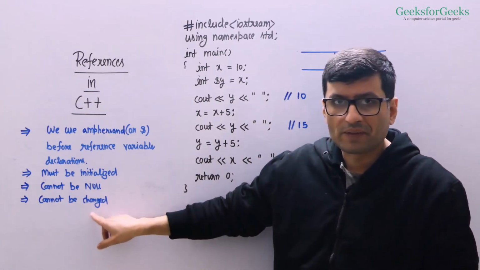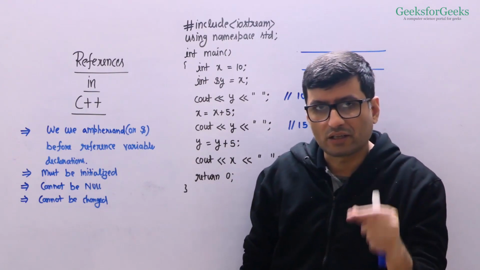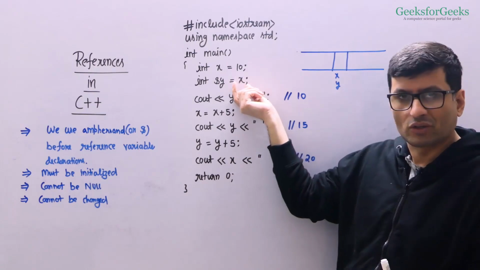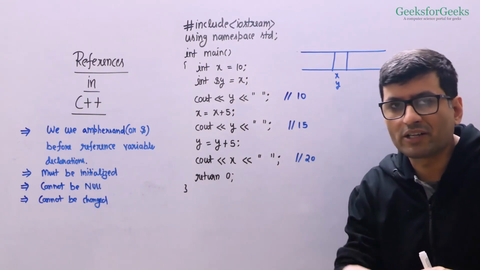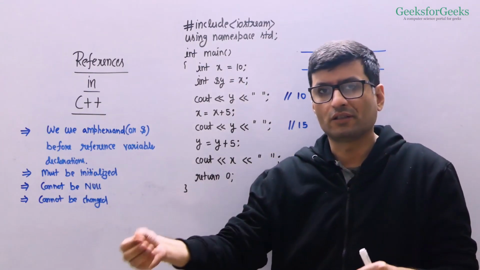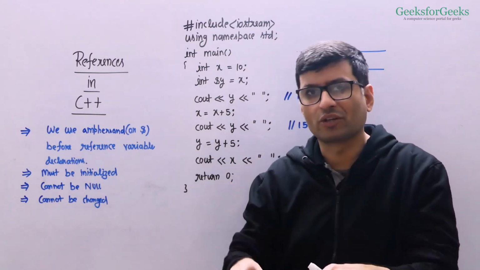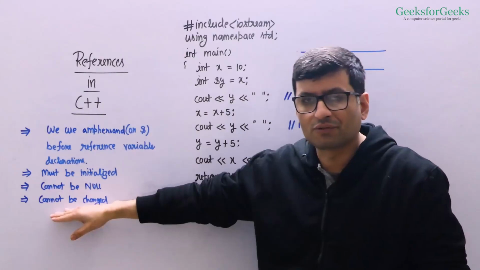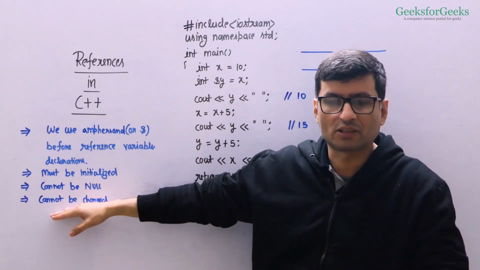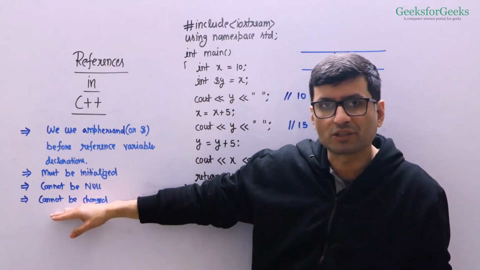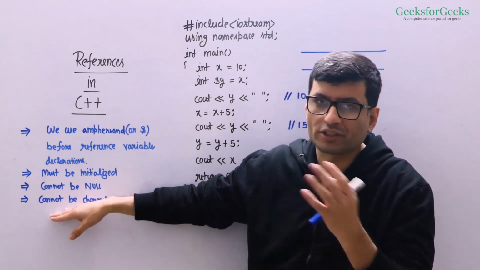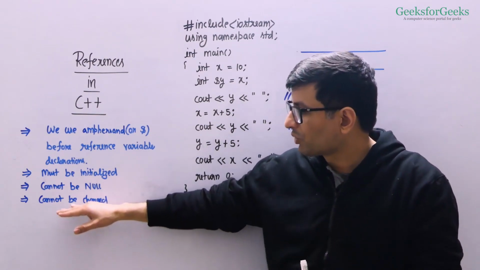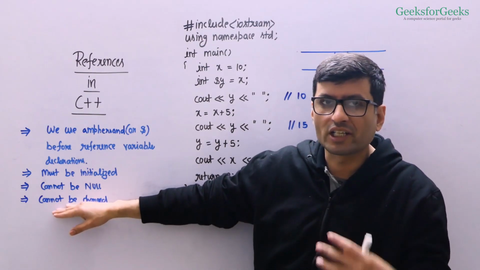It cannot be changed. Once you create a reference which is referring to a location or an existing object, you cannot bind this reference to some other location. Once it is referring to something, it is going to refer to that thing, right? That's the limitation of references. If you compare references in C++ with references in Java and other languages, this limitation is not there in other languages. This is only there in C++. And this is what makes references slightly limited.